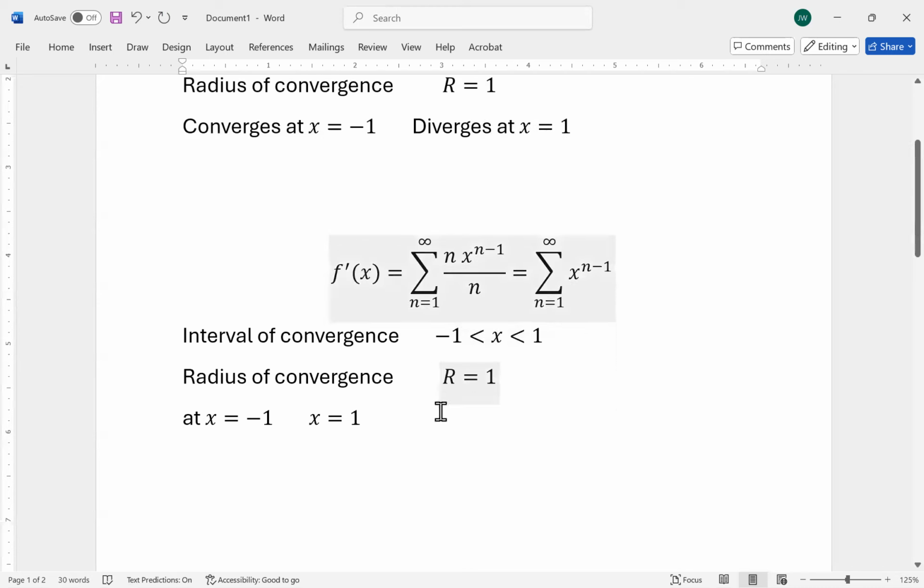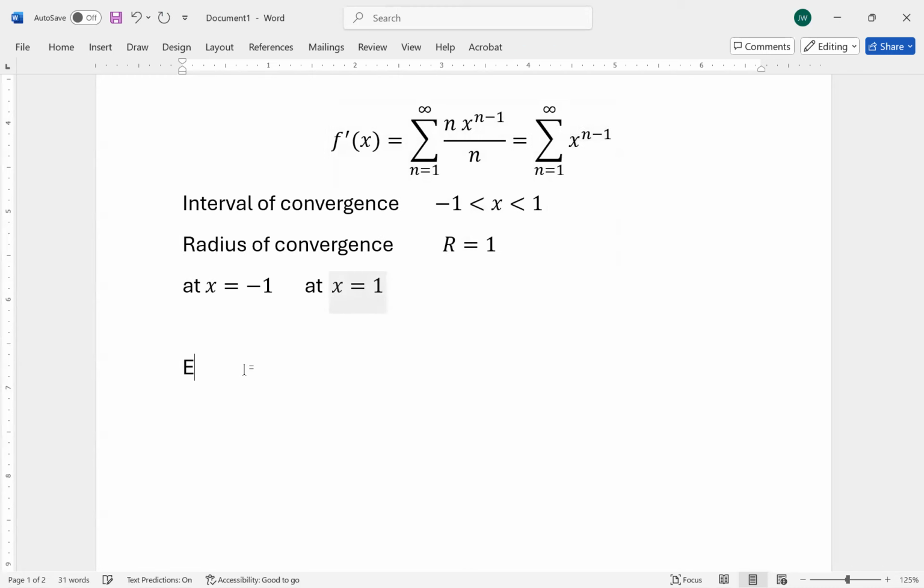The only change is going to be what happens at the endpoints. What happens when x is -1 on this, and what happens when x is 1 on this series? If x is -1, I get this infinite series. Again, what I'm doing is saying f prime of -1 is equal to this.